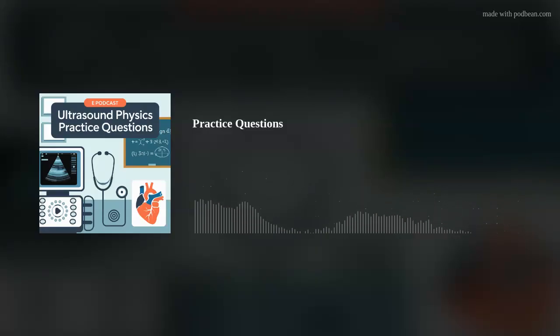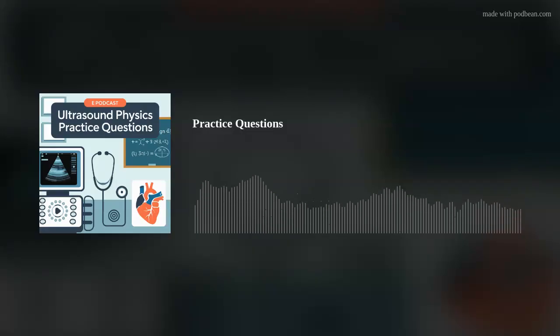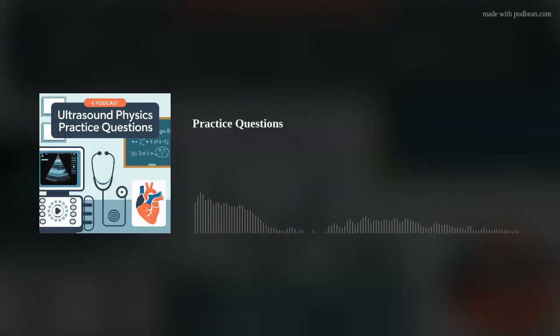So understanding that difference helps me choose the right transducer and settings to actually see those tiny details I need to find, right?